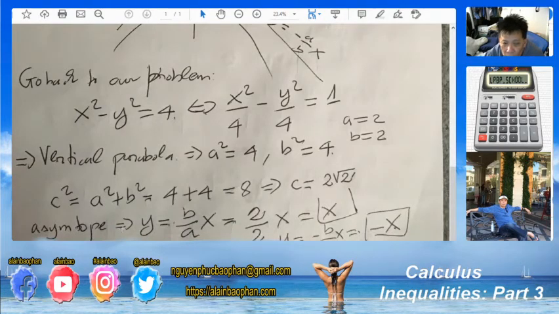The asymptote will be y equals b over a times x. b in this case is 2, a is also 2, so 2 divided by 2 times x equals x, so y equals x. And the other asymptote will be y equals minus b over a times x. So b is 2 and a is 2, so they cancel, and it will equal minus x. So we found the asymptotes. Now we're ready to graph it.